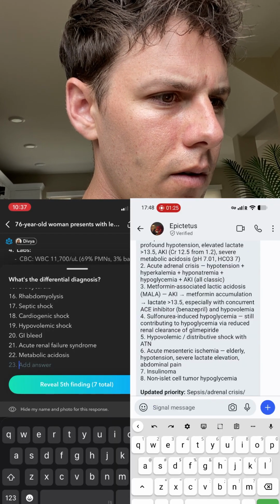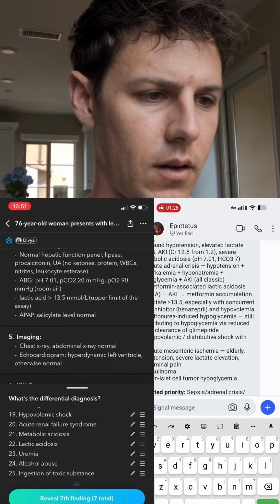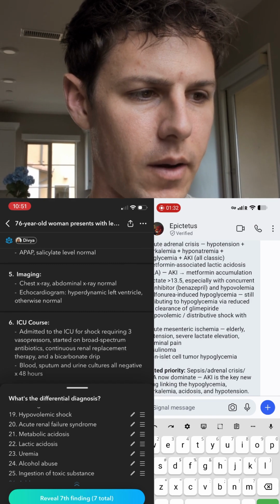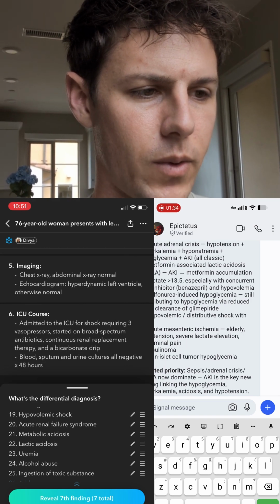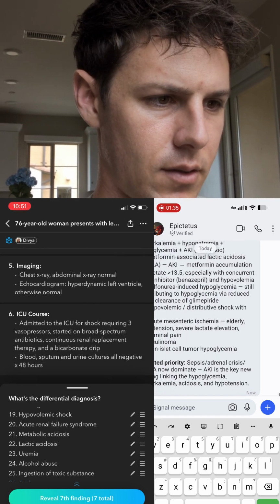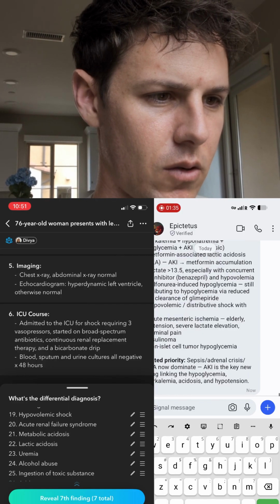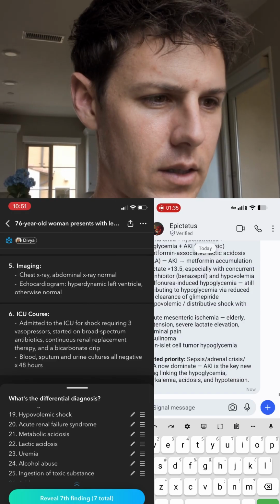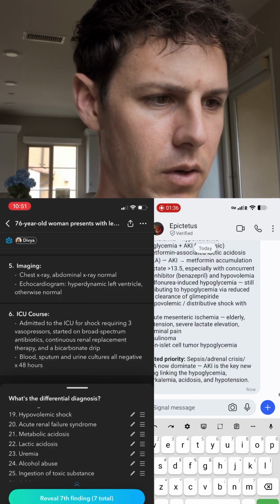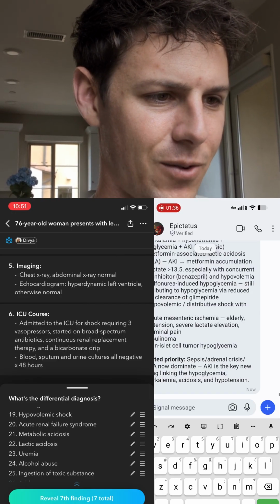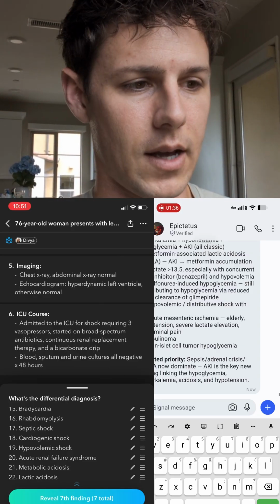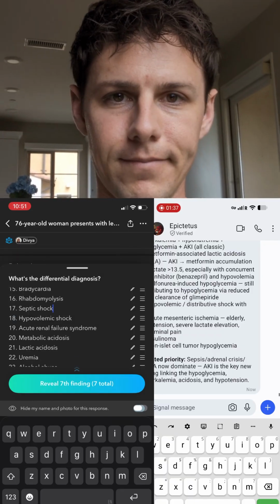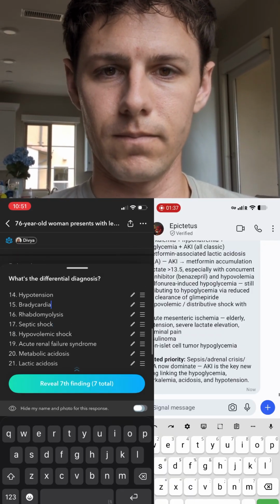All right. Imaging. Chest x-ray, abdominal x-ray, normal. Echocardiogram, hyperdynamic left ventricle, otherwise normal. ICU course. Admitted to the ICU for shock requiring 3 vasopressors, started on broad spectrum antibiotics, CRRT, and a bicarb drip. Blood, sputum, and urine cultures all negative at 48 hours. Okay, so let's see what the AI says with that information, see if they add anything to the differential. I'm not adding anything at this point.